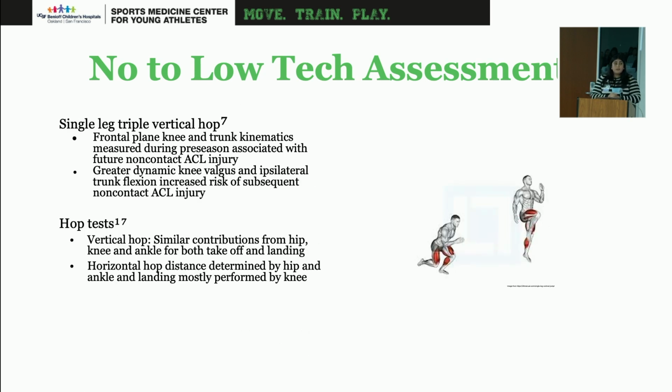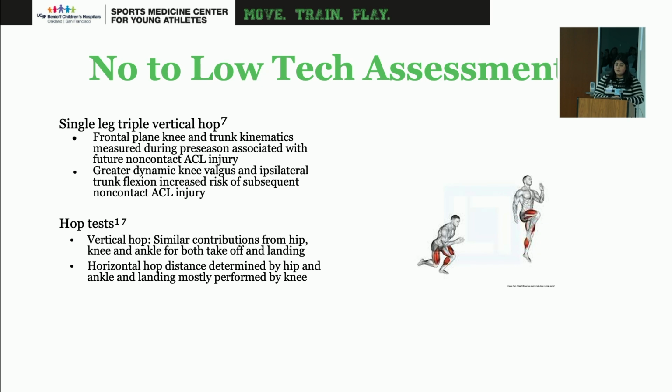All right, and then going into some of the hop testing. So going back to the Collings et al. article, that specific article, some of the other metrics they identified were that frontal plane knee and trunk kinematics were associated with future non-contact ACL injury, and that greater dynamic knee valgus and ipsilateral trunk flexion increased the risk of subsequent non-contact ACL injury.